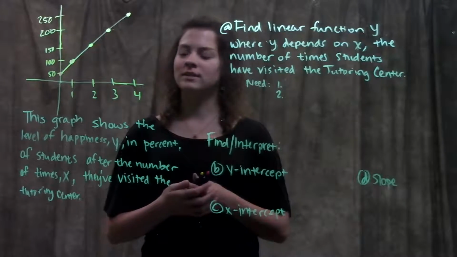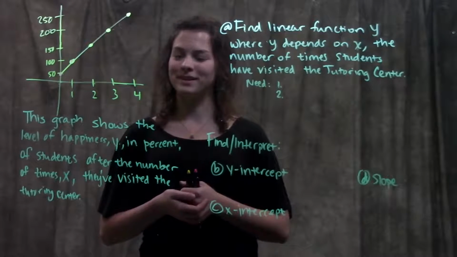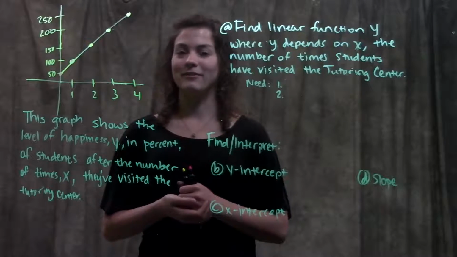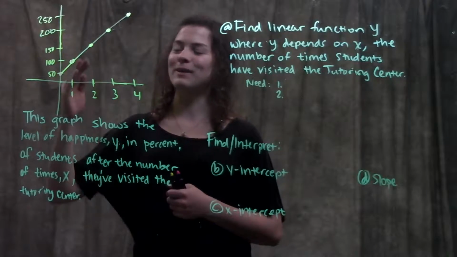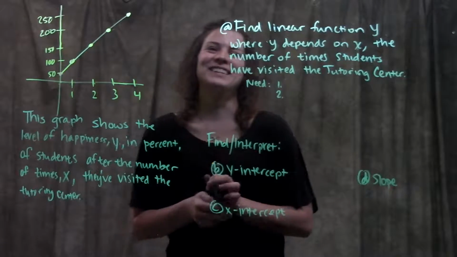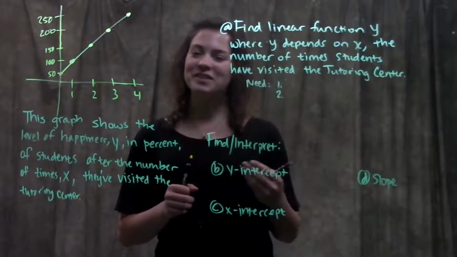So first, the question tells us that this graph shows the level of happiness, y, in percent of students after the number of times, x, that they visited the tutoring center. As we see, we have a nice positive slope here. Gotta love shameless self-promotion. Okay, and it's asking for all these different parts.